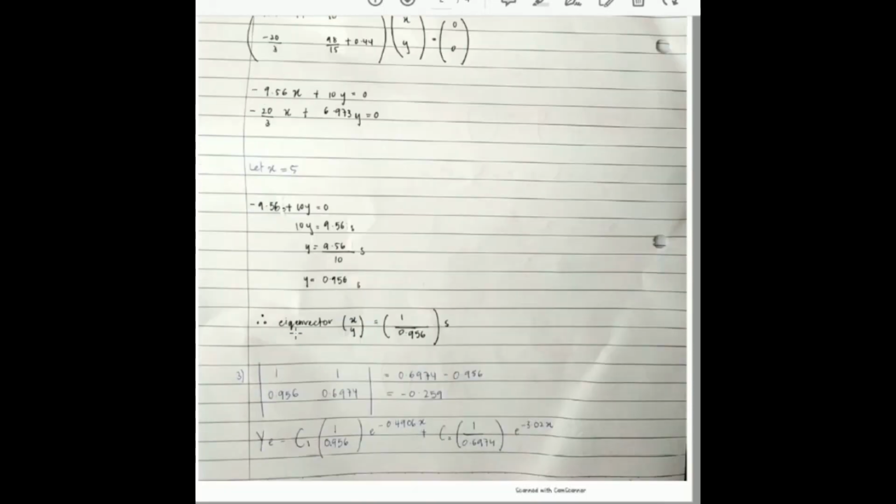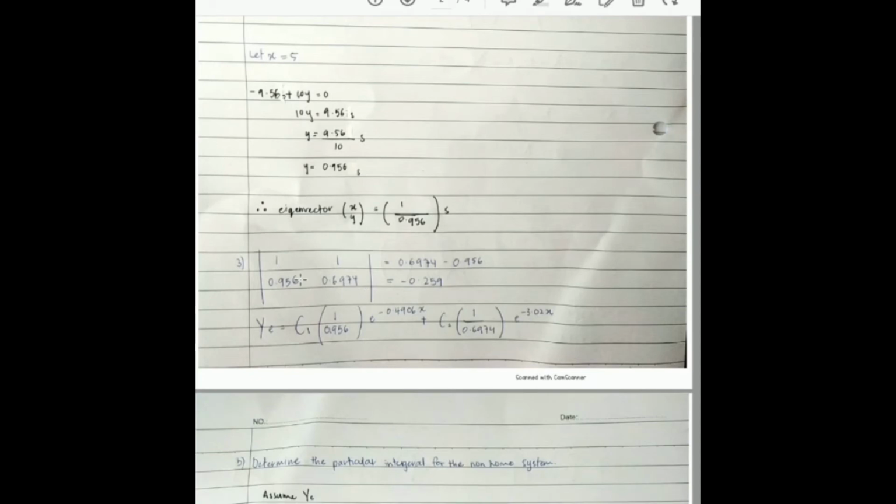So negative 9.56 s plus 10y equals 0. So 10y equals 9.56 s, because when the negative moves to here, it becomes positive. So y equals 9.56 over 10 s. So y equals 0.956 s. So the equivalent is x over y equals 1 over 0.956 s.